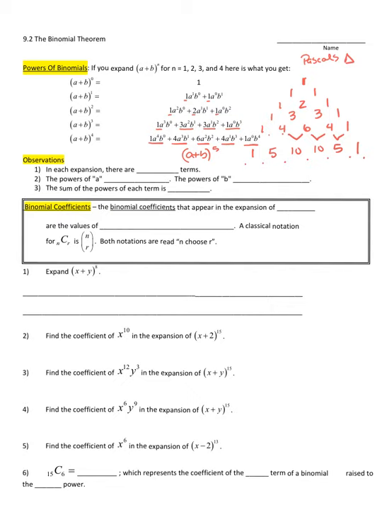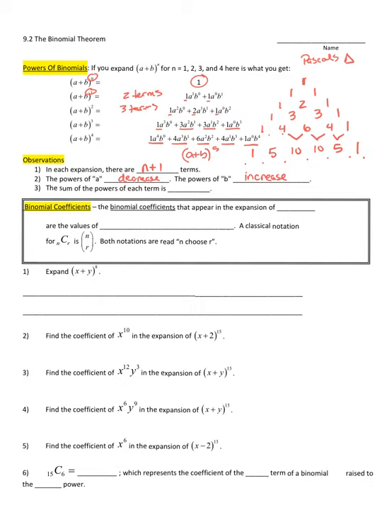In each expansion, there are how many terms? Well, when it's to the 0 power, there's 1 term. When it's to the first power, there were 2 terms. When it's to the second power, there are 3 terms. So I'm going to conclude that there are n plus 1 terms for a plus b to the n. The powers of a will decrease by 1. We already talked about that. And the powers of b will increase by 1 each time.